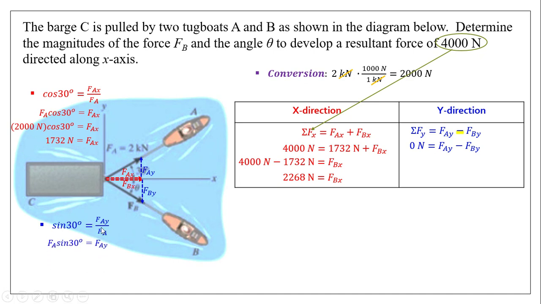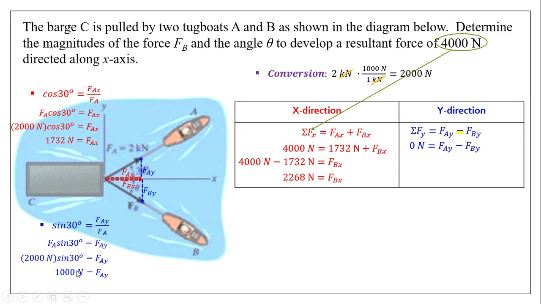To solve for FAY, I'll multiply both sides by FA. And then if you plug in FA as 2,000, because it's given in the diagram as 2 kilonewtons, which is 2,000 newtons, we converted earlier up here. If you do that, 2,000 times sine of 30. Sine of 30 is a half. Half of 2,000 is 1,000. So therefore, FAY is 1,000.